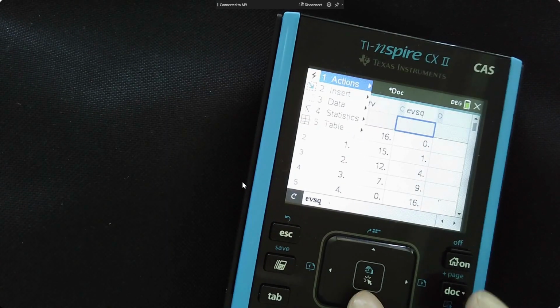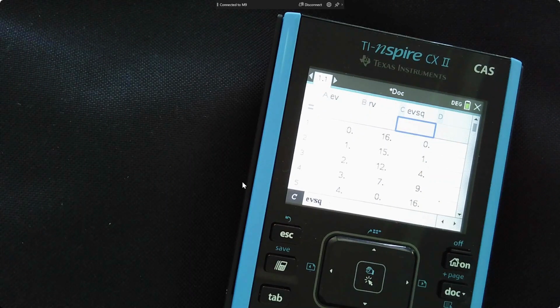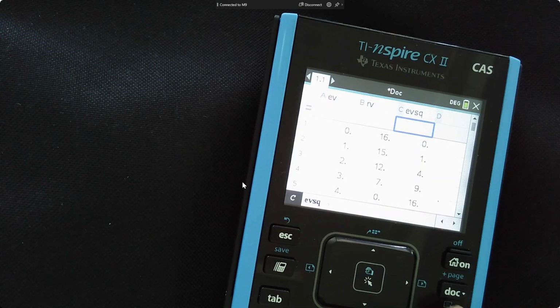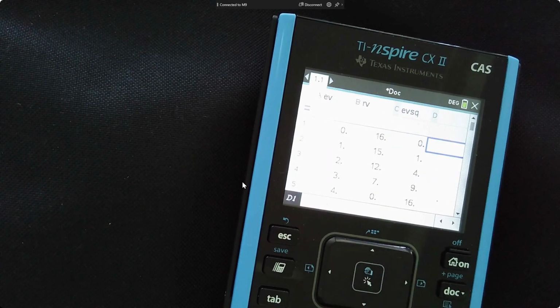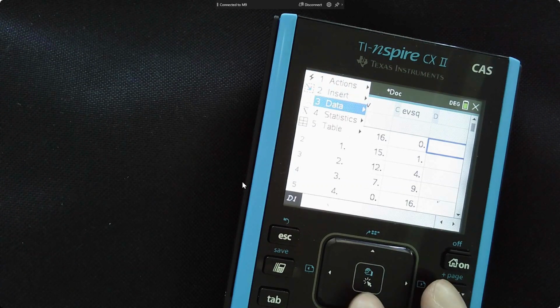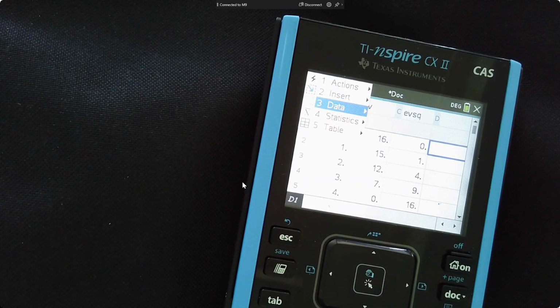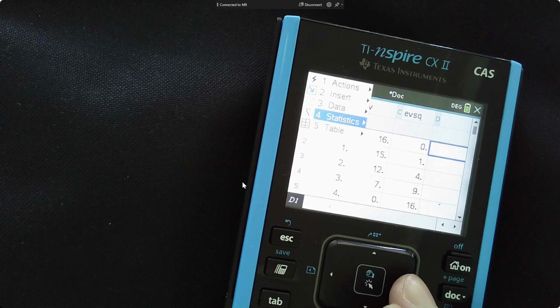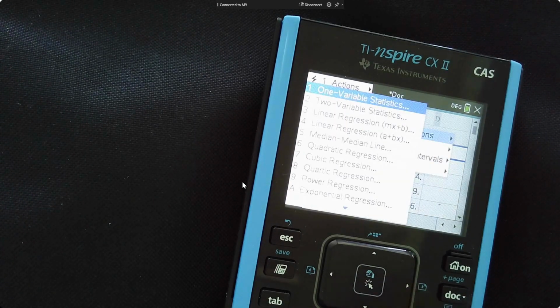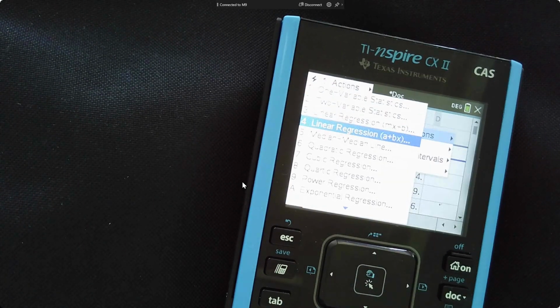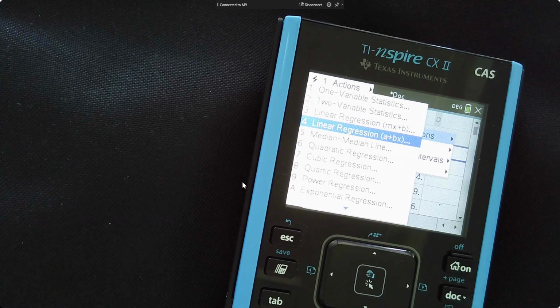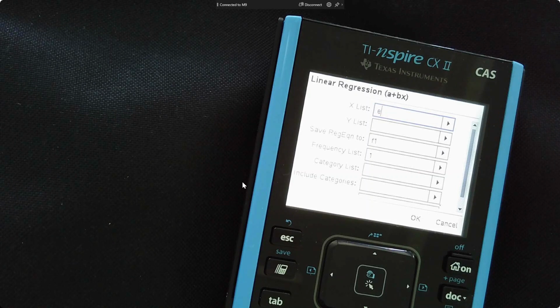Okay. Alright, so here's what I want you to do. I want you to create a scatter plot using not EV, but the square of the explanatory variable as x. So statistics, stat calculations, linear regression A plus BX, as we've done many times. But this time, I'm going to reference the square of x. So make sure you give it a name before you put it in.